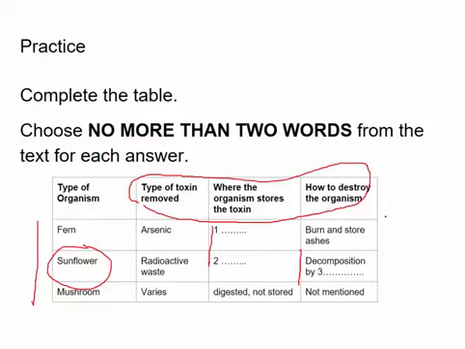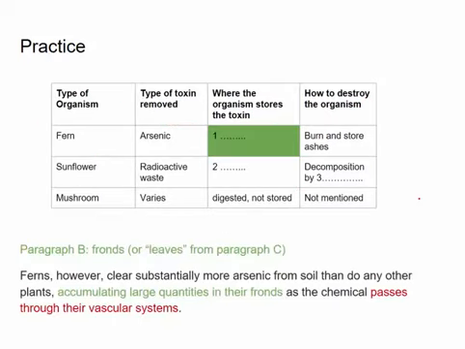This whole article is about how these plants are amazing at pulling out bad substances from the ground, okay? And storing it in the organism, doing something with it, right? In this case, the fern and the sunflower keep a particular type of toxin inside themselves, and that is described in the relevant paragraphs in the article. So we just need to go search for where ferns and sunflowers keep these toxins. All right, so let's look at those first.